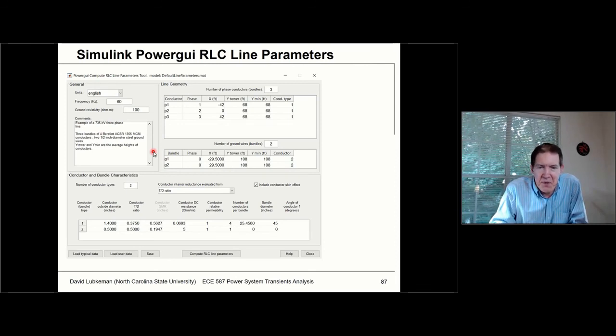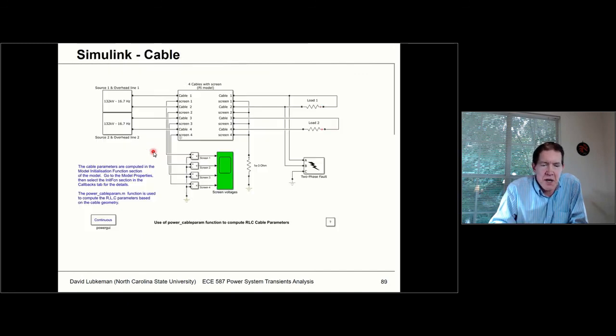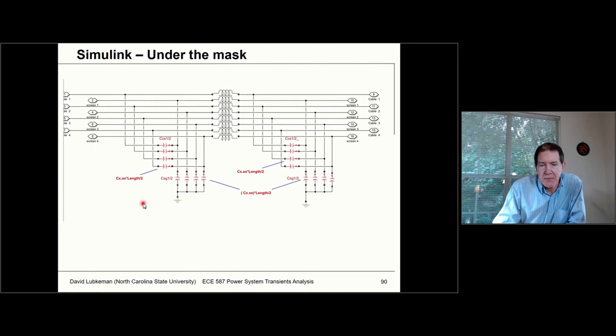This looks to me like it's set up more for overhead, but you can see that it computes all these different matrices and it calculates series impedance and the line capacitance. There is also a cable example in here, and in this case they're just showing how to use the model. And there's another program built into MATLAB called Power Cable Parameter. If you execute this program, this is what it looks like under the mask. It basically is this lumped parameter representation.